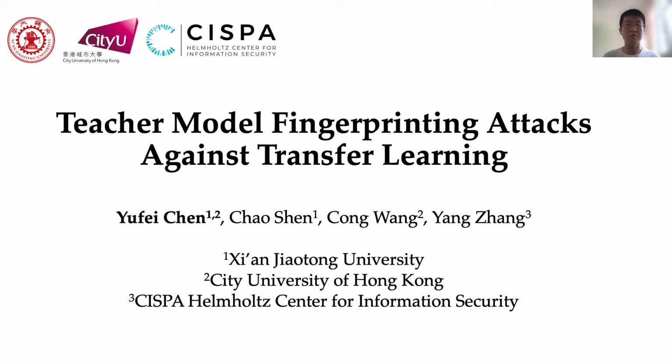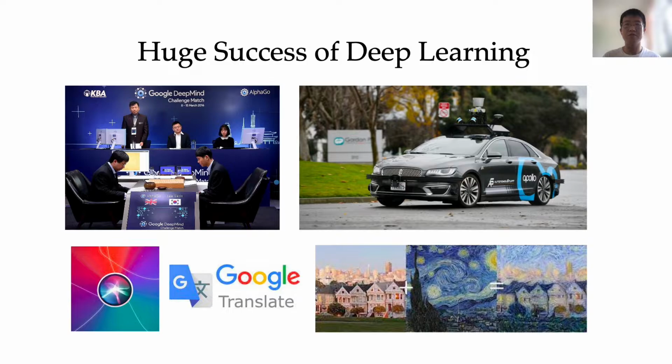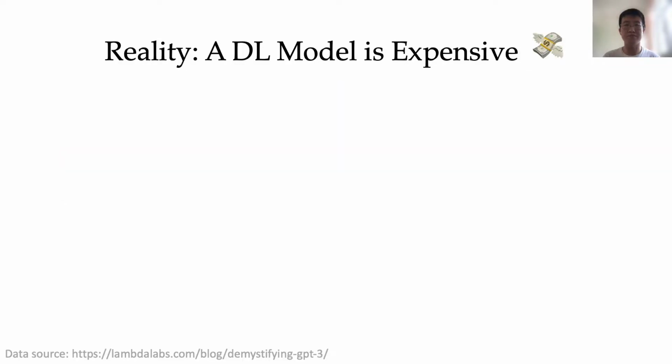So let's get started. Deep learning has shown us incredibly impressive power in the past few years. We now have self-driving cars, we have very good voice assistants, we have powerful language translators, and so on. All of these are only possible because of a high-quality deep learning model.